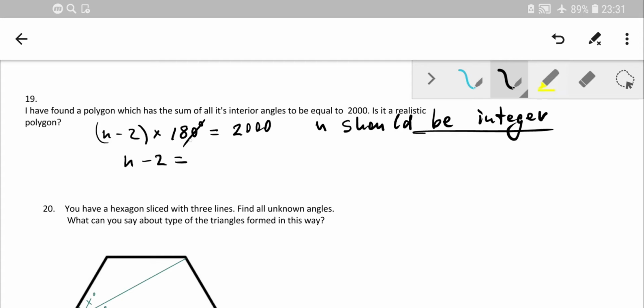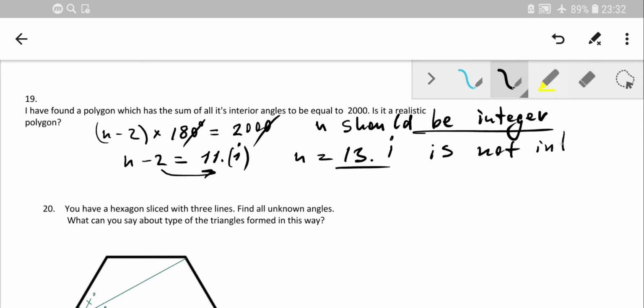Simply divide by 180. So we take 2000 and divide by 180. So we'll get a fractional number, 11 point and 1, just a repeating digit. So obviously if we even transfer 2, we'll get 13 and 1 still repeating. So it is not an integer. So this polygon doesn't exist, all right?